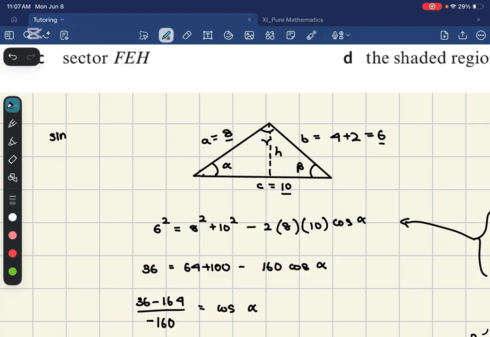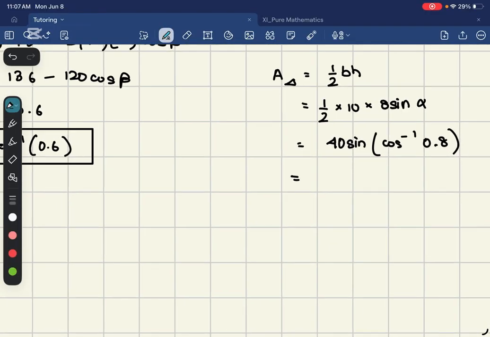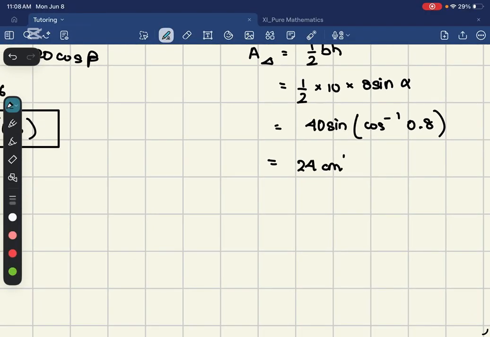Sine of alpha is going to be h divided by the hypotenuse. So this forms a right angle. The hypotenuse is 8. So h is just 8 sine alpha. And we are going to use this. So if you substitute h is equal to 8 sine alpha here, you get half times 10 is 5. 5 times 8 is 40. Sine alpha is just cosine inverse of 0.8. Alright, and if you solve this, you are going to get 24 centimeters squared. That is the area of the triangle. So if you plug your values into your calculator, you get 24 centimeters squared.